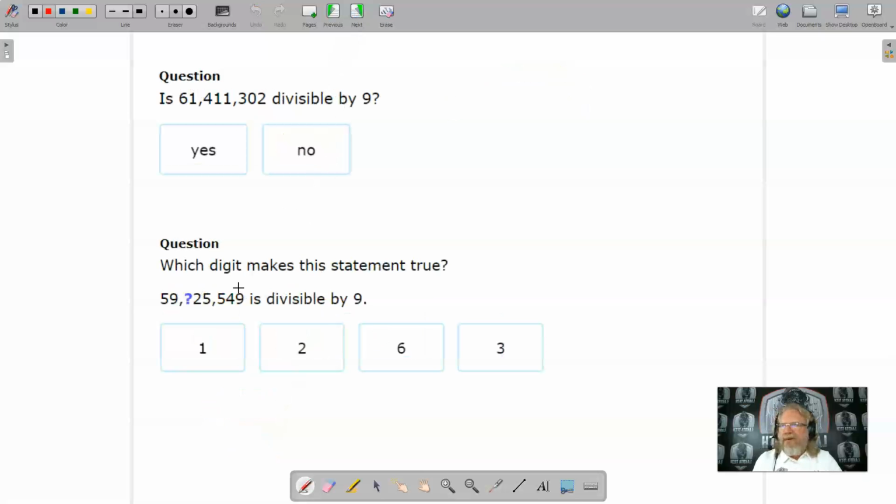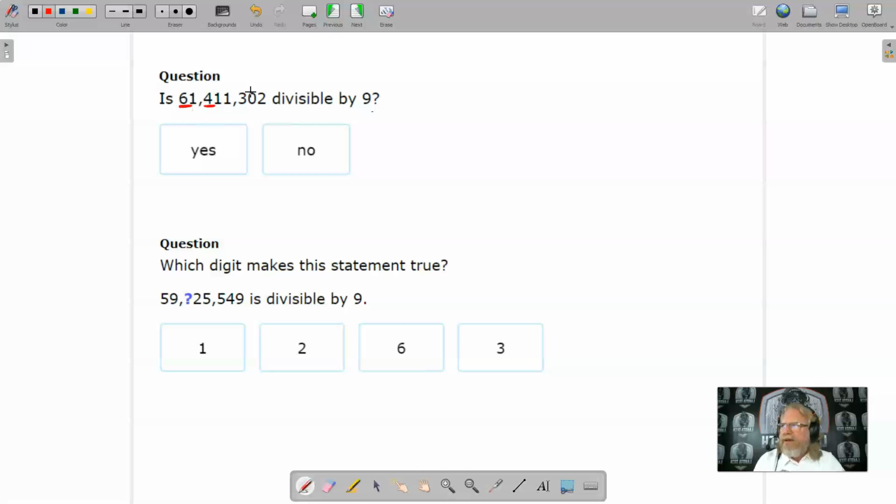Let's look at the rule for 9. Rule for 9: add all the digits up. If the sum of all those digits is divisible by 9, then the number that we got those digits from is divisible by 9 as well. So let's go ahead and add all these up. I'm not going to write them out to the side. Hopefully you get to where you can do the same thing here.